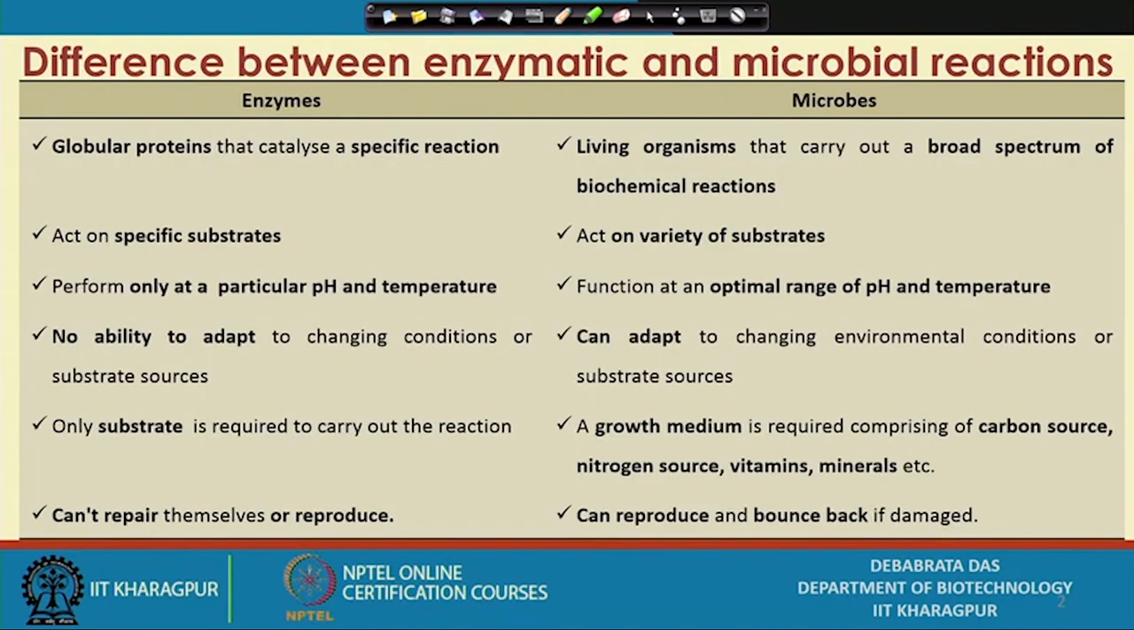Now, what do we have in the enzymatic system? Suppose, as I just explained, glucose is converted to fructose with the help of glucose isomerase enzyme. But if you use something other than glucose, the glucose isomerase enzyme will not act. So you require a specific substrate; enzymes are very specific with respect to substrate. One particular specific substrate only it will attack and give the product.